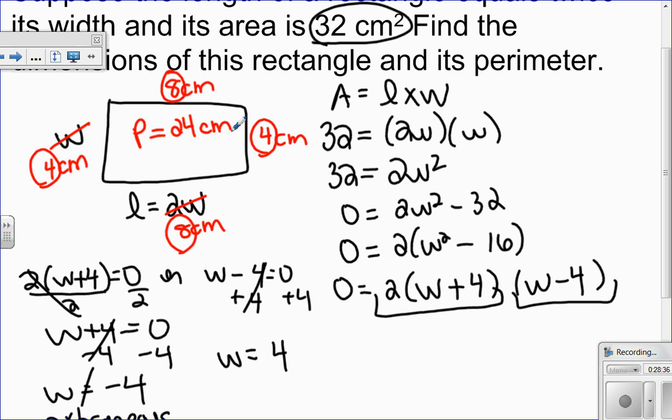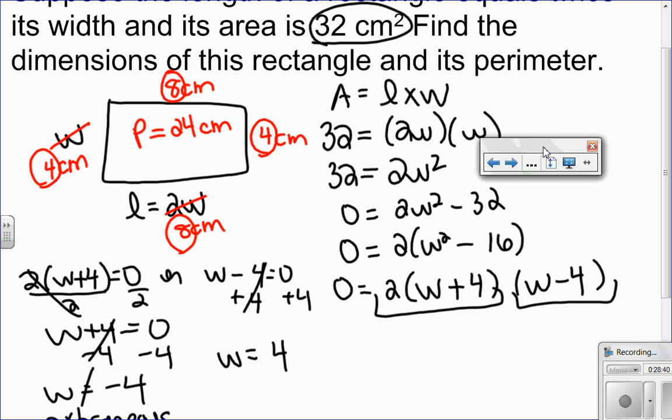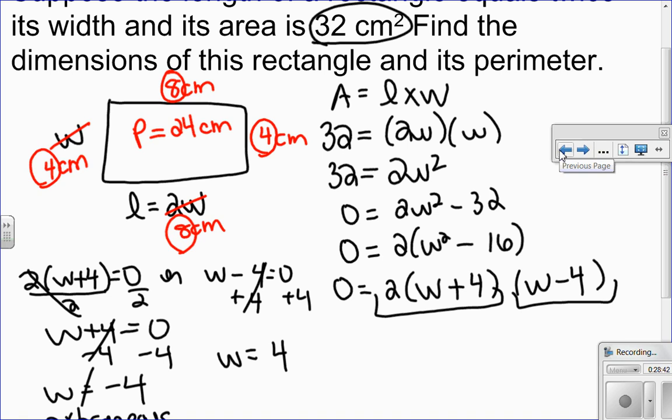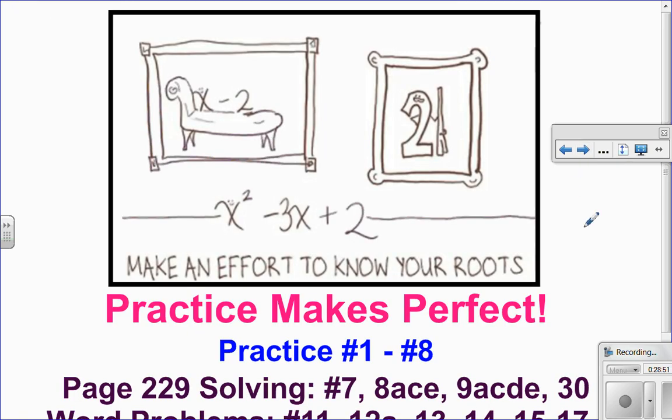I feel like I did that. Yes, I did that right. Okay, I was doubting myself for a minute. Okay, so that's how you can use quadratics and factoring to solve word problems. But again, remember, solving quadratics are all about finding the roots. And it's really important to know your roots.